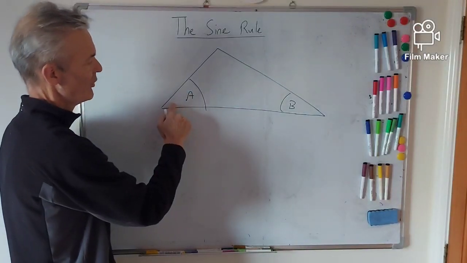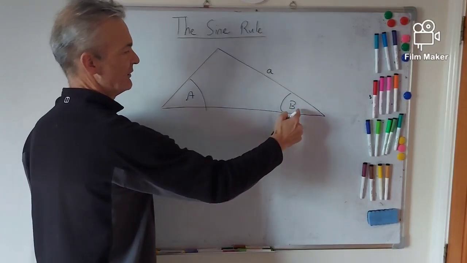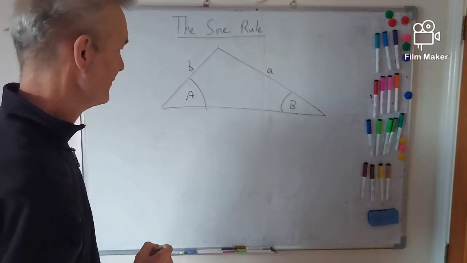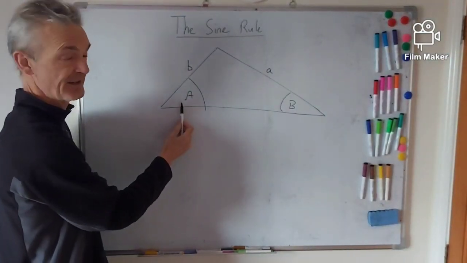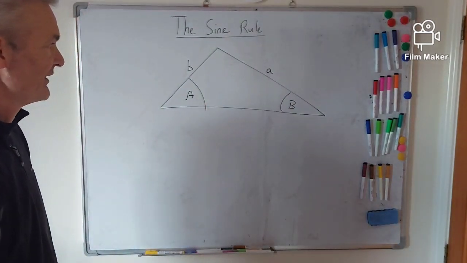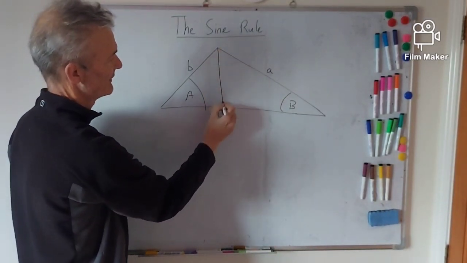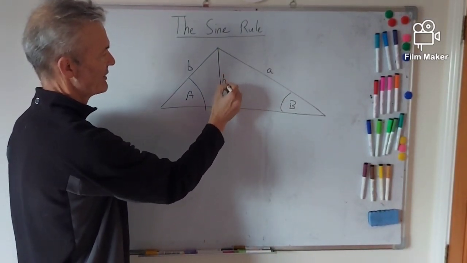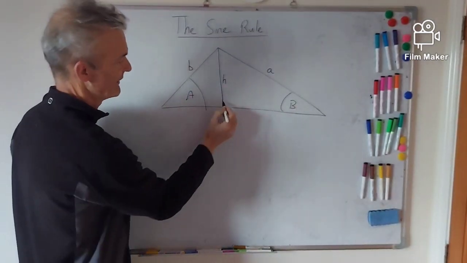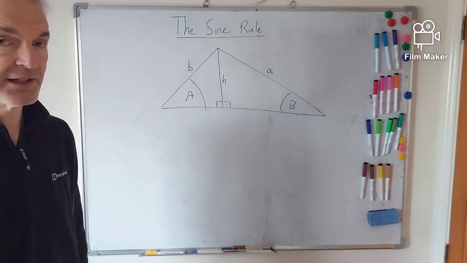Okay, so opposite angle A is going to be side A, and opposite angle B is going to be side B. So we label up the triangle like that. Notice it's the angle's the capital letter, the side opposite the lowercase. So there's our non-right angle triangle. Now I'm going to drop a perpendicular from the top and call it H to represent, I suppose, the height of the triangle. And the reason I've done that is to split the triangle into two right angle triangles, like so.